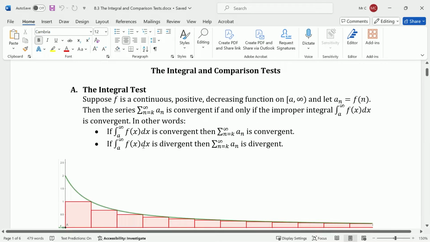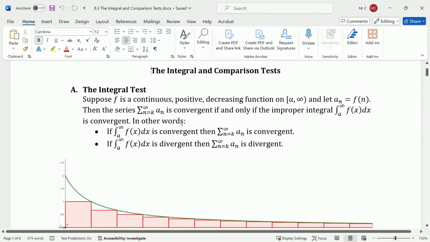Okay, so we're going to dive right into the integral test here, and the statement for the integral test is: suppose that f is a continuous, positive, decreasing function on an interval from a to infinity, and let a sub n be equal to f at those integer values of n. Then the series from n equals k to infinity of a sub n is convergent if and only if the improper integral from a to infinity of f of x dx is convergent.